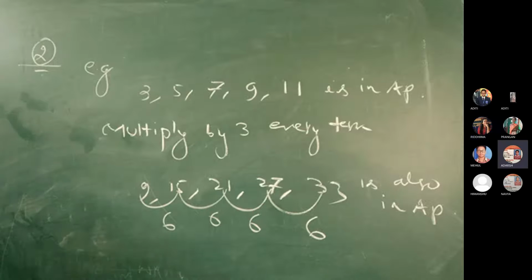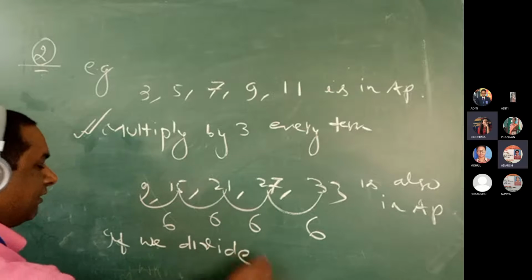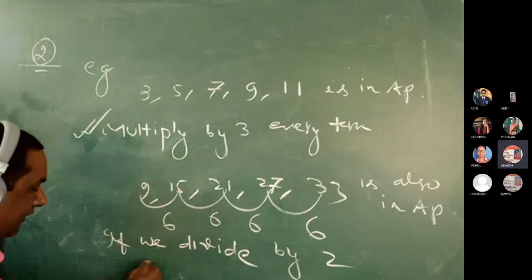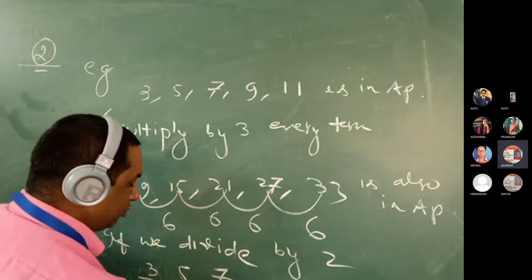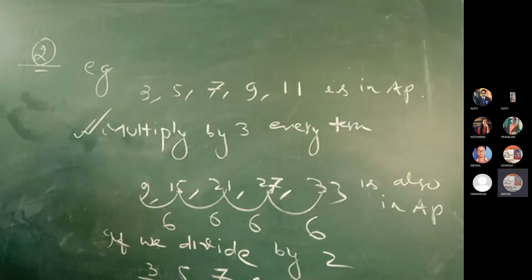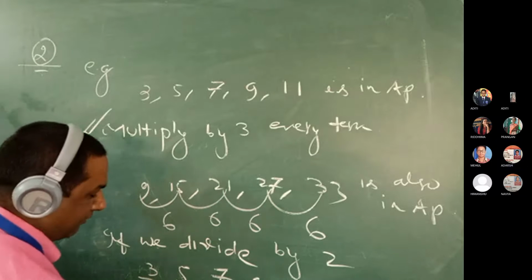Now, if you divide by 2 to every term, what happened? Our sequence is 3 by 2, 5 by 2, 7 by 2, 9 by 2, 11 by 2, which is 1.5, 2.5, 3.5, 4.5, 5.5.